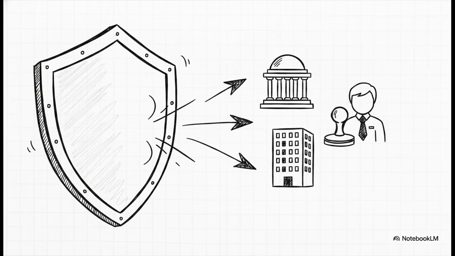Naturally, you might be wondering who exactly this shield can be raised against. Well, it is specifically targeted at state actors. You can file a writ against government departments, public authorities, local governments, statutory bodies, and individual public officials who are acting in their official capacity. It's a mechanism designed specifically to keep the immense, heavy apparatus of the state in check.